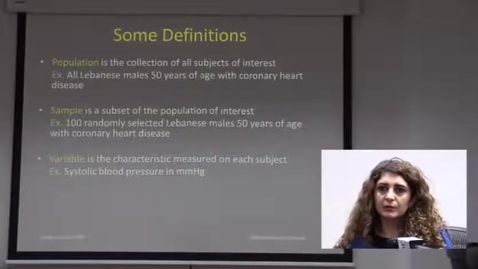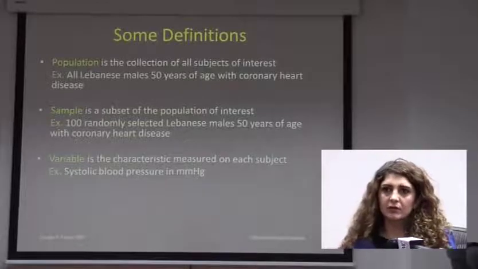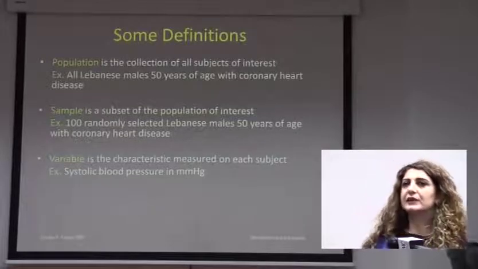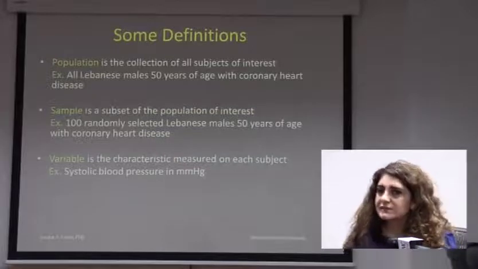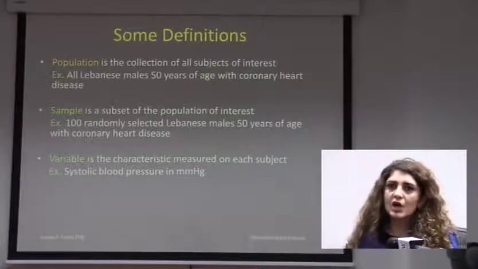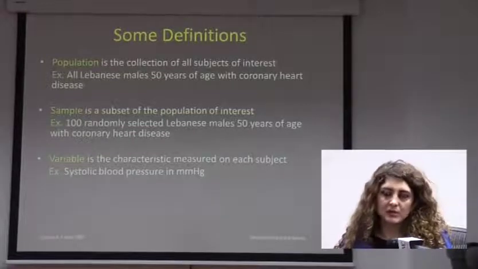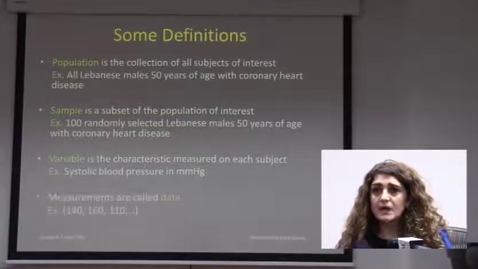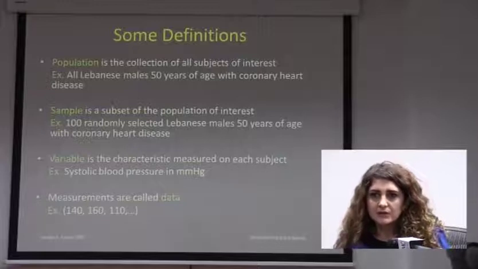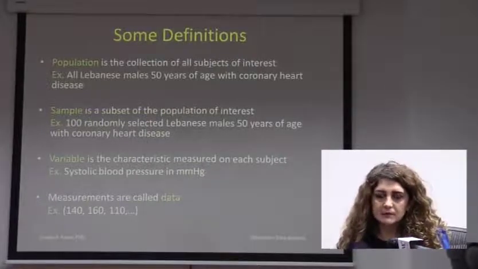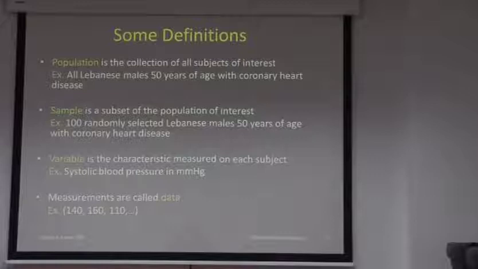It's called a variable because it varies from one person to another. On this particular sample, for example, males 50 years of age with coronary heart disease, one trivial variable of interest would be systolic blood pressure. And whatever those sample subjects score on this variable, for example, 140 millimeters of mercury, 160, 110, these are called our data.